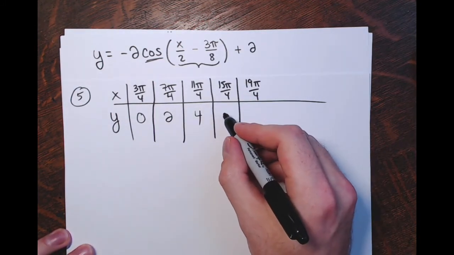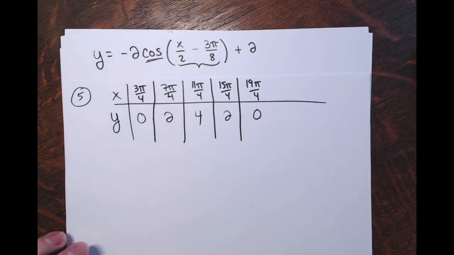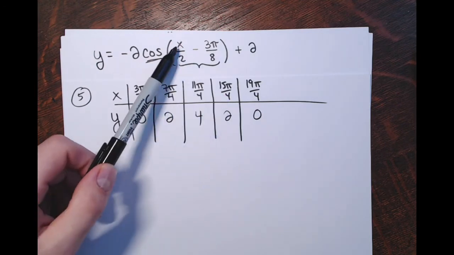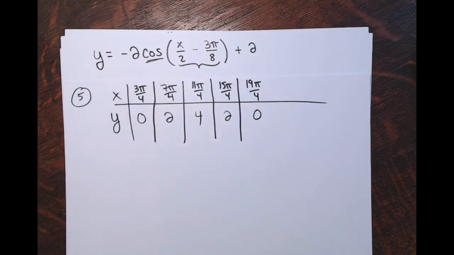And then I'm telling you it's going to be 2, then 0. And I'll leave that to you to verify that when you plug in 15 pi over 4 and 19 pi over 4, you'd get those outputs with this function.